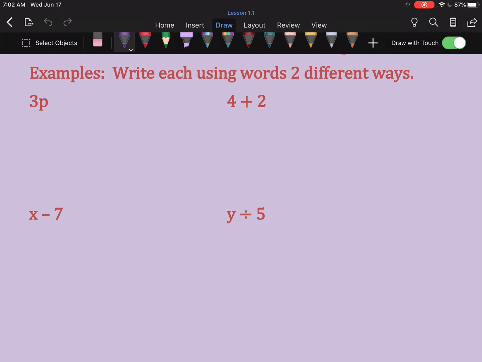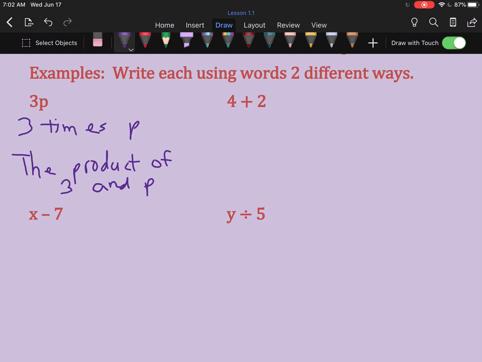Okay, so 3p. The operation is multiplication. So we could say 3 times p. The other easy way of saying that is the product of 3 and p. Product is the fancier word for times or multiplication.